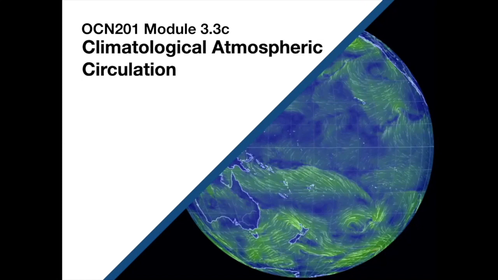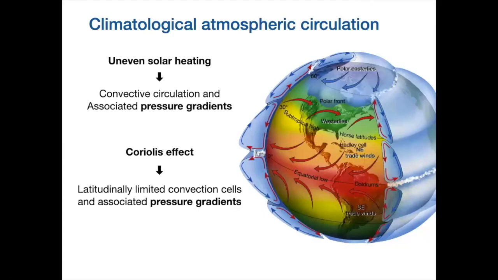Now we have all the pieces to put together the climatological atmospheric circulation. So we have uneven solar heating, so warmer in the tropics, colder at the poles. That drives convective circulation, and we have lower pressure under the warm air and higher pressure under the cold air. Those pressure gradients drive surface flows, and then those surface flows are deflected to the right in the northern hemisphere or to the left in the southern hemisphere by the Coriolis effect.